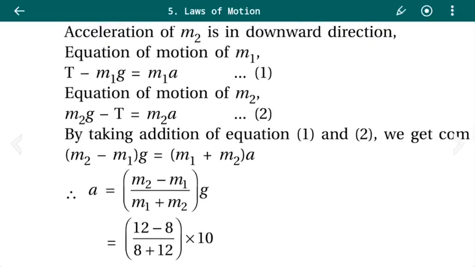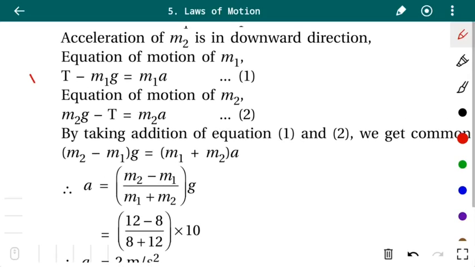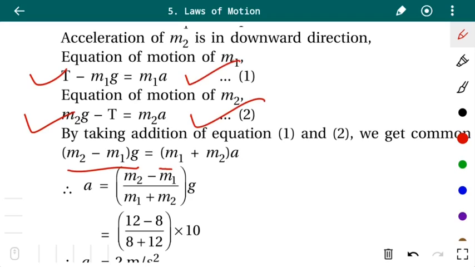Now adding these two equations, we get, first of all, adding the left hand side of equations 1 and 2, it will be T minus m1g plus m2g minus T. So T gets cancelled, we will be having minus m1g plus m2g. Taking g common, it will be m2 minus m1 into g. On the right hand side, adding m1a plus m2a, taking acceleration common, it will be m1 plus m2 in bracket into a.